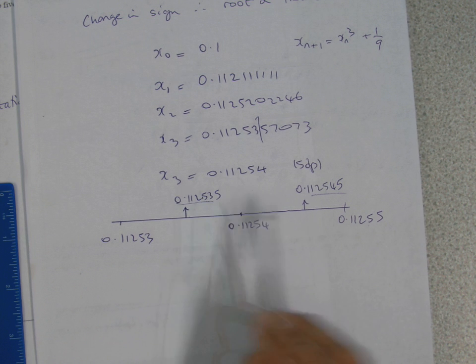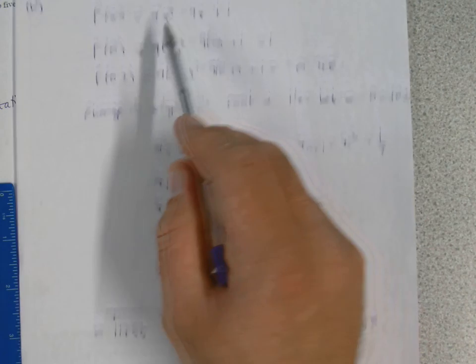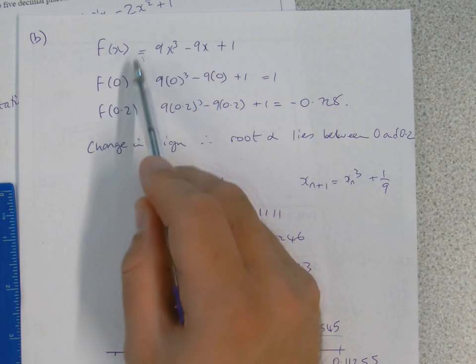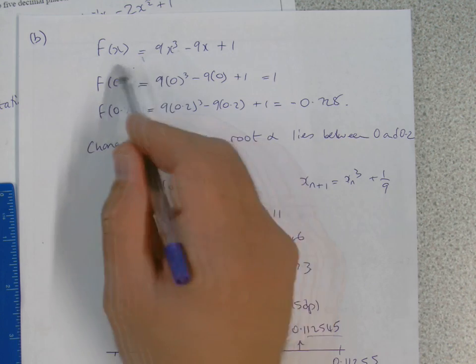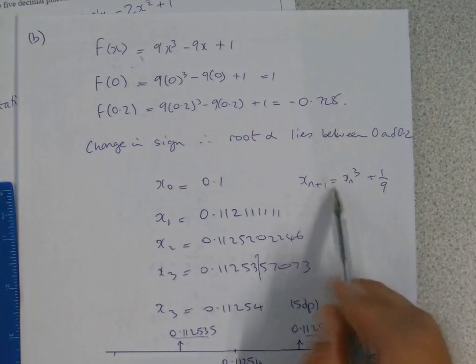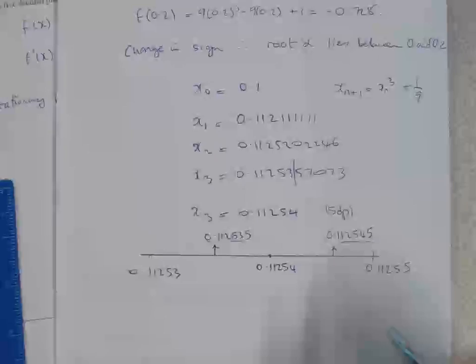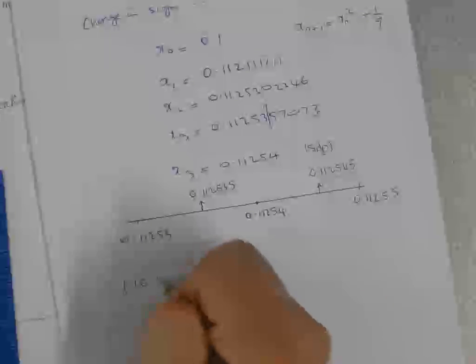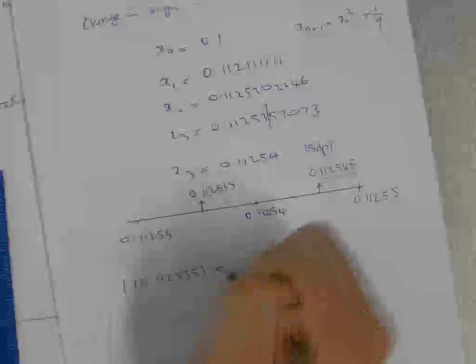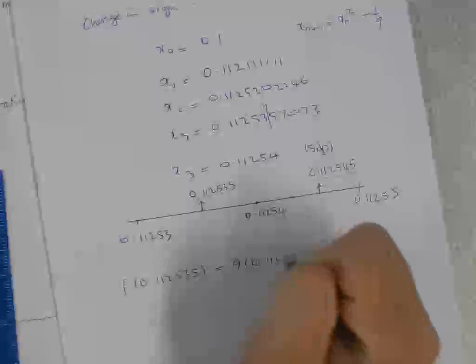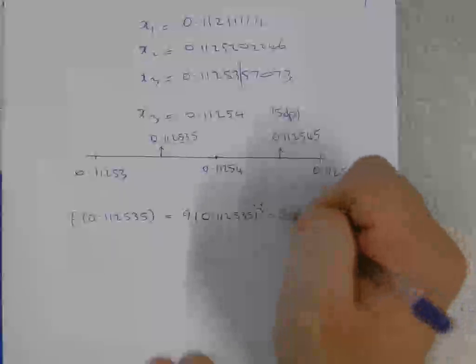Now what you need to do is put these values into your f of x here. You've got to put it in there, the first one here. And don't put it into the iteration formula, you've got to put it into this. So we have f of 0.112535, so I'm putting it into that formula that we have earlier on.